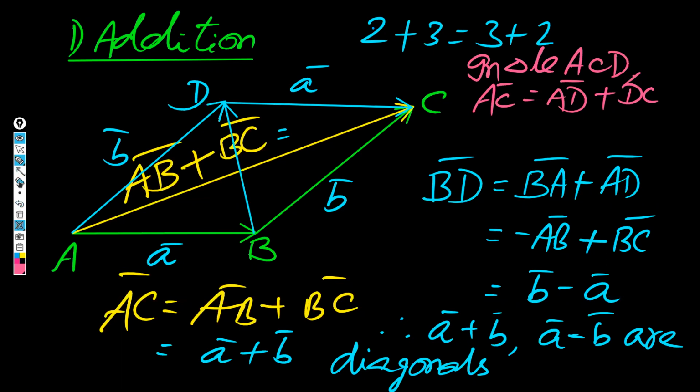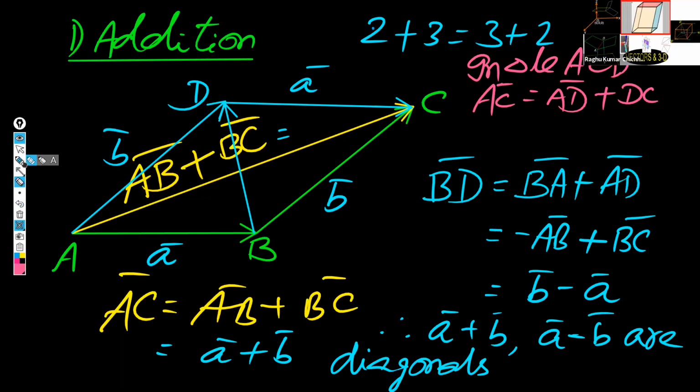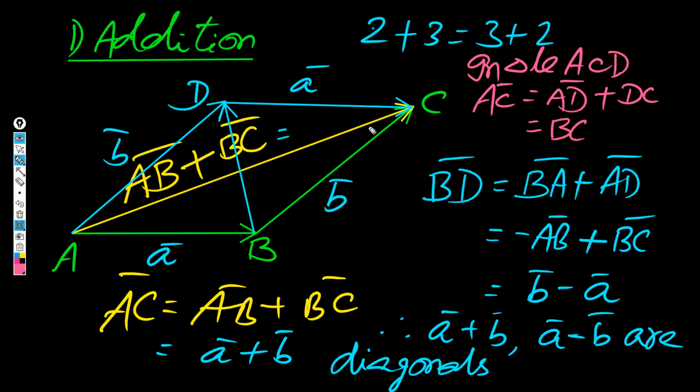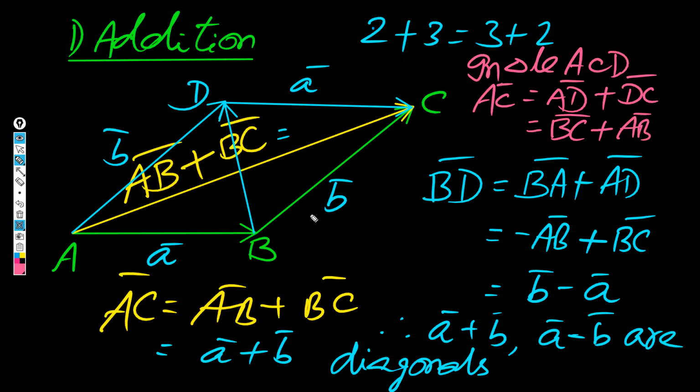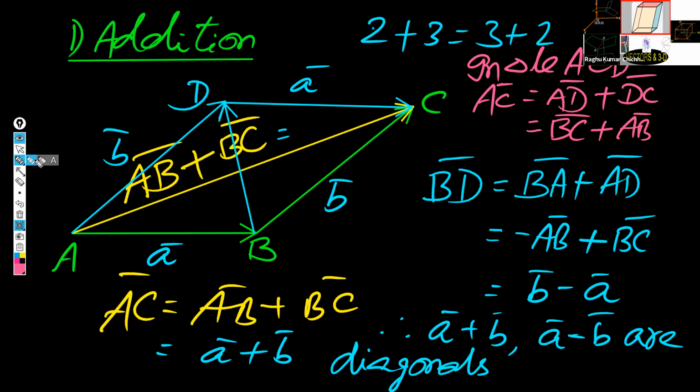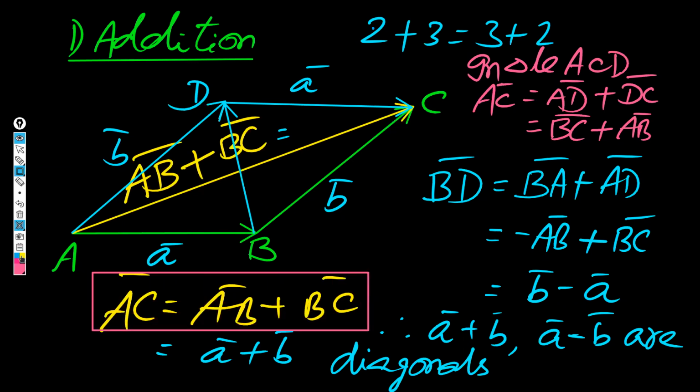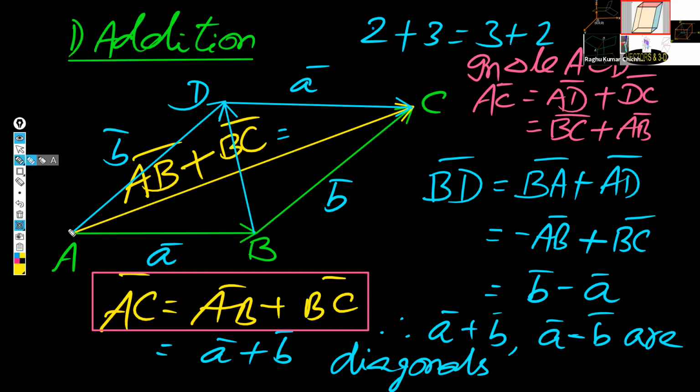Praneet, tell me what is the equivalent vector of AD bar? BC bar. What is the equivalent vector of DC bar? AB bar. Correct, the opposite one. What is that you got here? The same AC bar is AB plus BC here. And the same AC bar is BC plus AB. This is also AC.